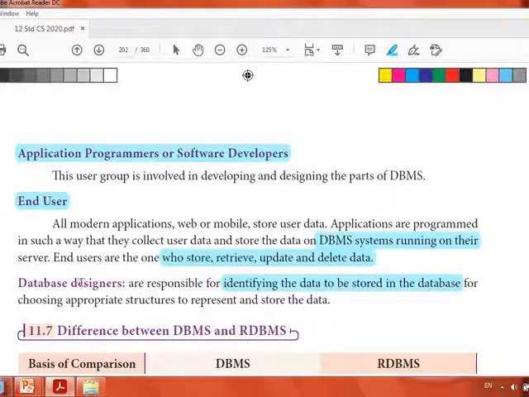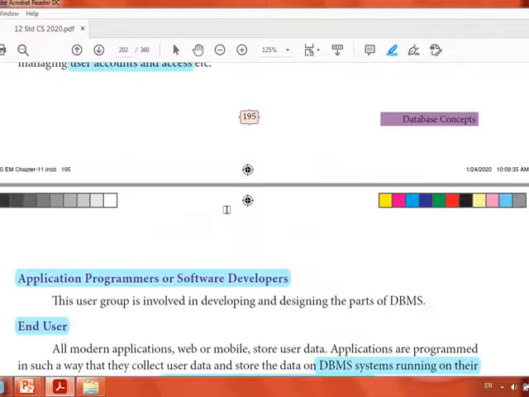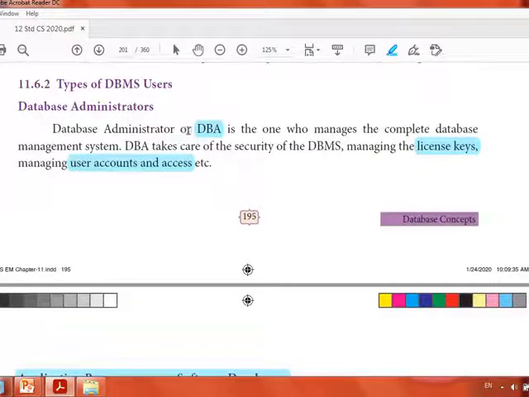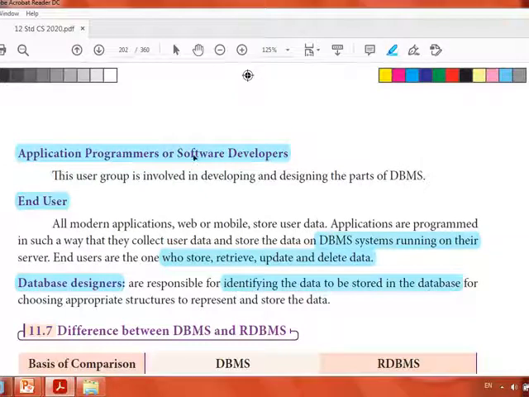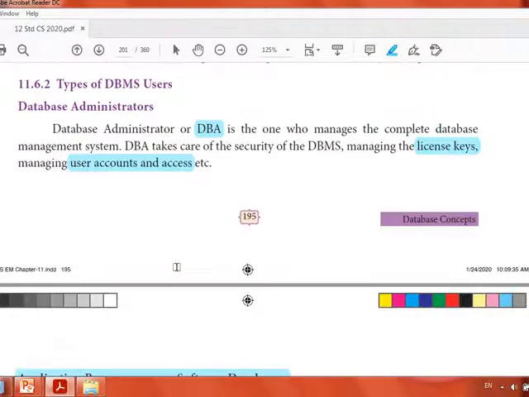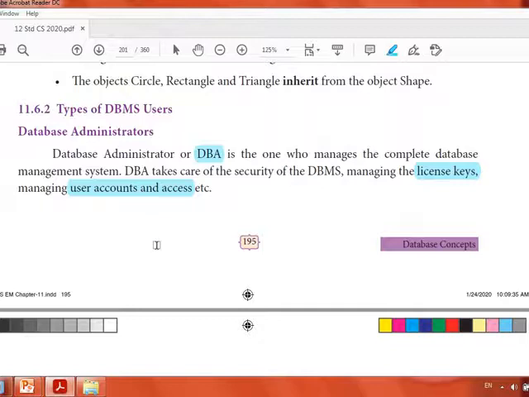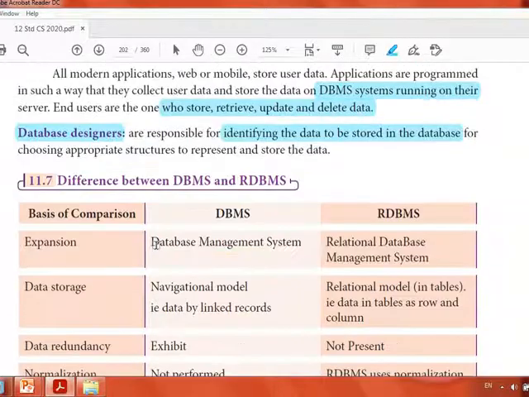So what are the types of users in DBMS? Four are here. One is a database administrator, another one is software developers, another one is end user, and the next one is database designers. So you can easily learn these things for 3-mark questions.